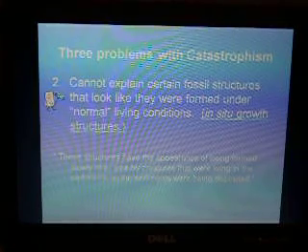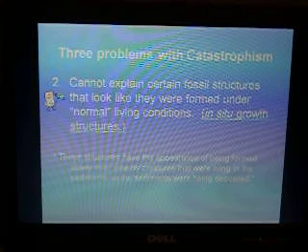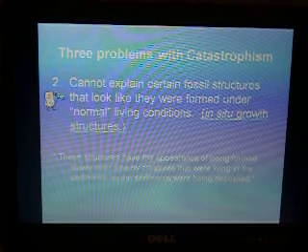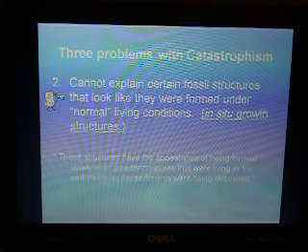So this is pretty hard to understand, especially if all these layers were laid down during a worldwide flood: how could those structures have been formed by these creatures living in the sediments as the sediments were being deposited?